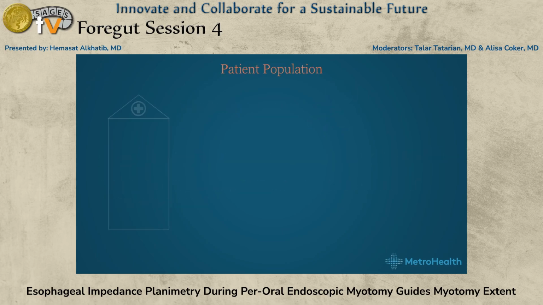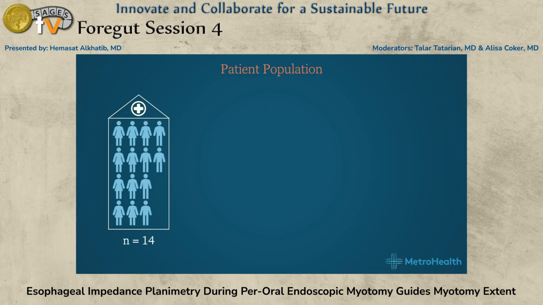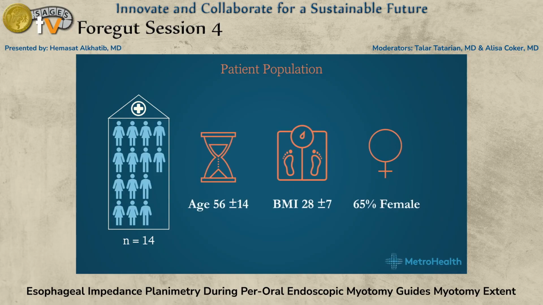Our patient population: this was a single institution study, and all surgeries were performed by a single surgeon. We identified 14 patients that underwent a POEM procedure with the use of flip intraoperatively. These are some basic demographic data. Our mean age was 56, mean BMI 28, and the majority of the population were female.